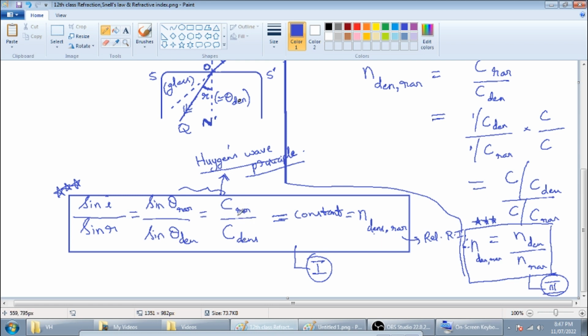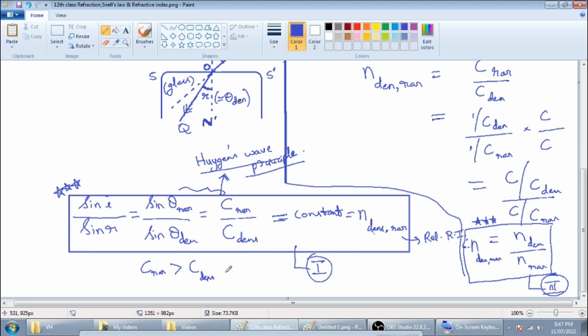Already we have seen that the velocity of light in a rarer medium is always higher compared to a denser medium. So the numerator here is greater compared to the denominator. Numerator by denominator, numerator being greater, greater by lesser will be greater than 1. So this is very important. See, the velocity of light in a rarer medium is always greater than the velocity of light in a denser medium.